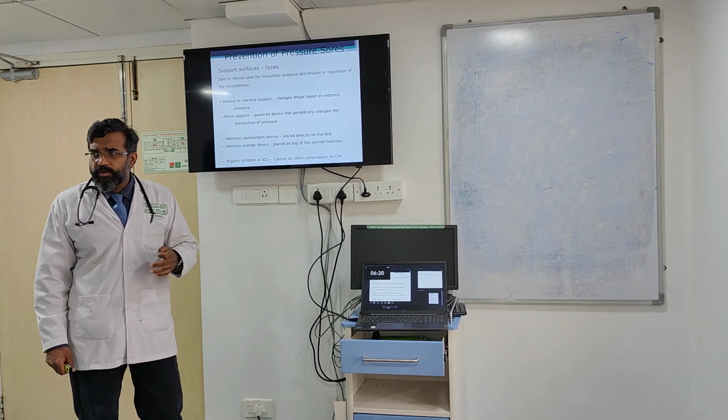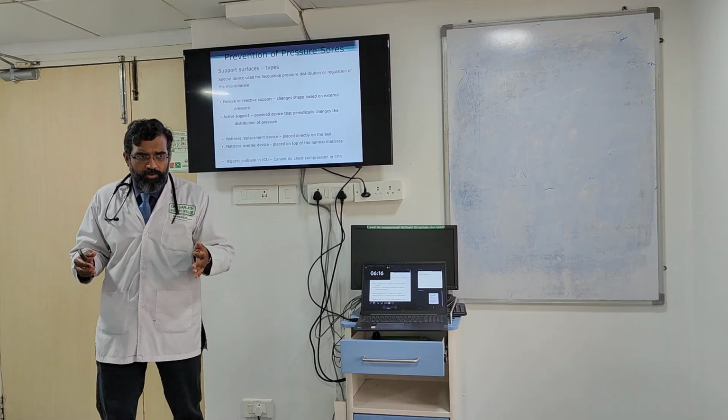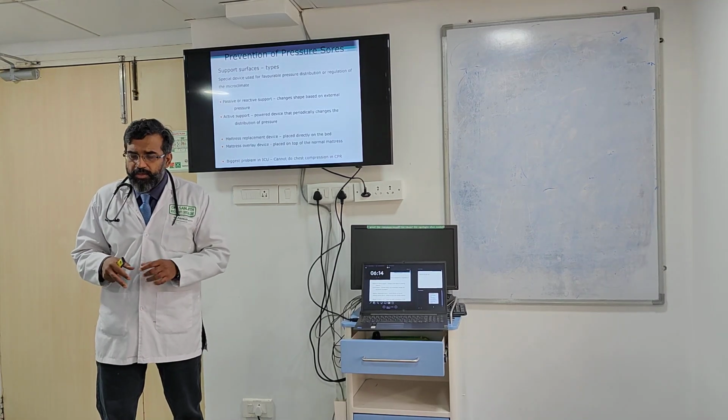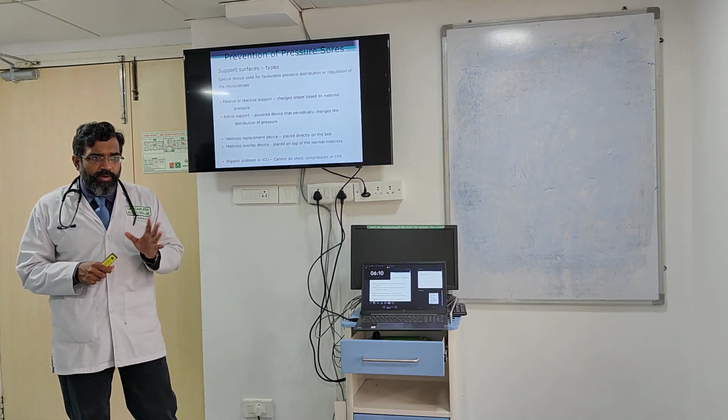When you say overlay device, what are you doing? There's a bed, on top of the bed you're putting a mattress. There is a bed mattress, on top of that you're putting another mattress. Okay. Now what is the importance of this mattress? This is called an alternating air cell mattress.